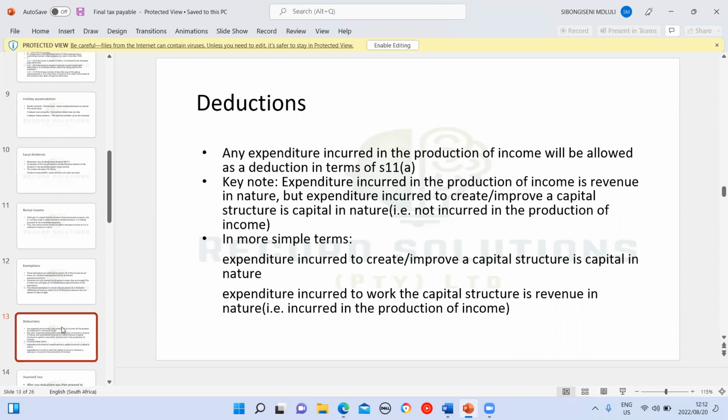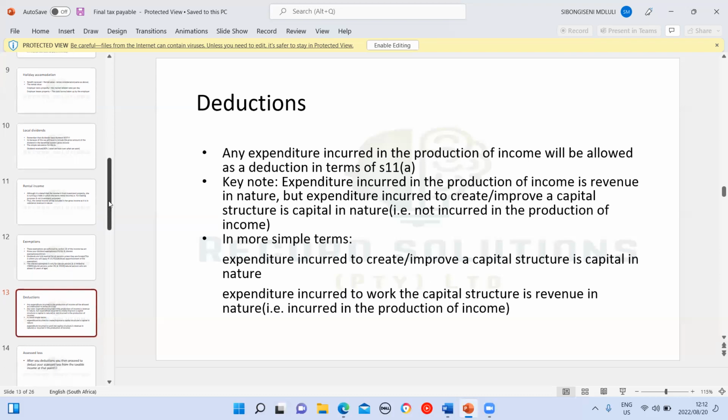So the key note here is that expenditure incurred in the production of income is revenue in nature, but expenditure incurred to create or improve a capital structure is capital in nature, i.e., this is expenditure not incurred in the production of income. In more simple terms, expenditure incurred to create or improve a capital structure is capital in nature, and expenditure incurred to work the capital structure is revenue in nature, i.e., it is incurred in the production of income. But you will see most of this application when I do the question with you. So moving on.